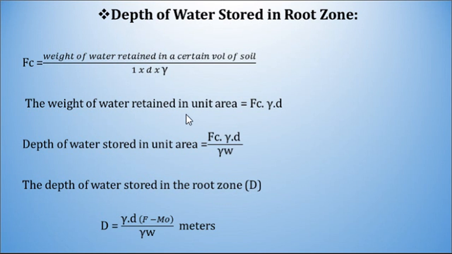Therefore, the weight of water retained in the unit area will be equal to FC into gamma into d. Then the depth of water stored in this particular unit area will be FC gamma into d divided by gamma w. Therefore, the depth of water stored in the root zone, capital D, is equal to gamma into d into bracket f minus m suffix 0, upon gamma w, in meters. With this equation, you can find out the depth of water stored in the root zone.